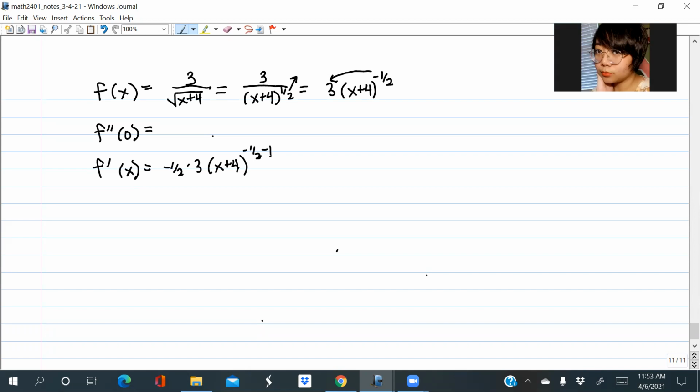But now, do not forget the chain rule. Look, here you have an expression raised to a power. It's not just x, but it's x plus 4 raised to a power. So to finish off this derivative, you need to multiply by the derivative of the x plus 4, right? Okay. But that's so easy. What's the derivative of x plus 4?